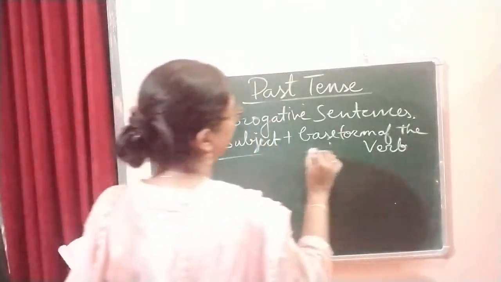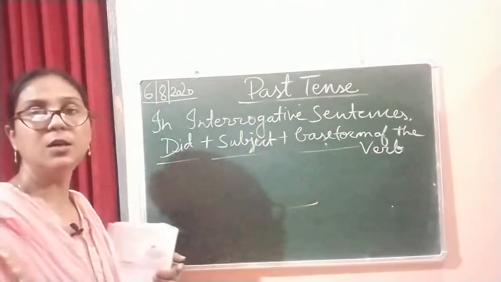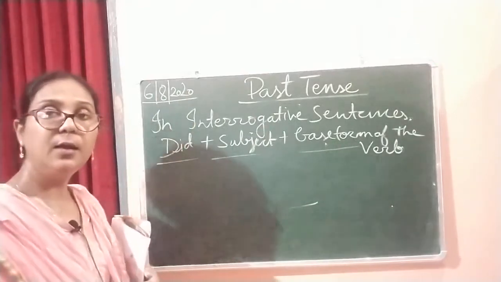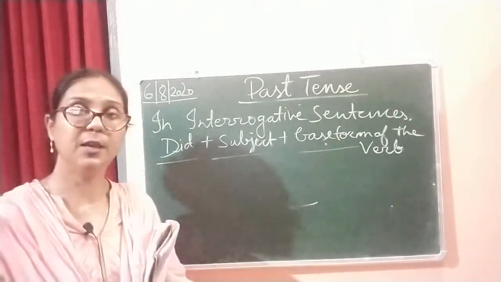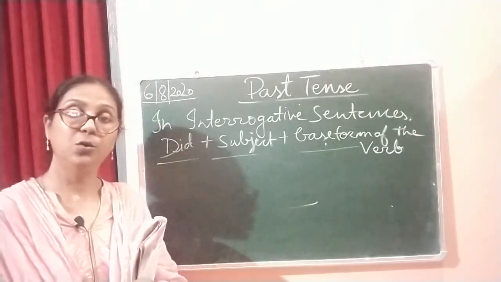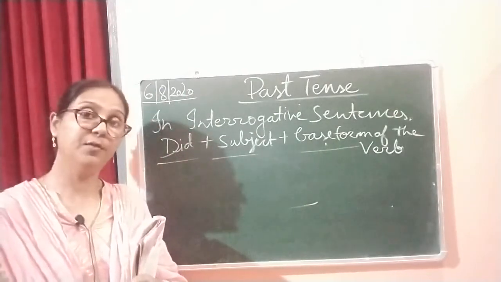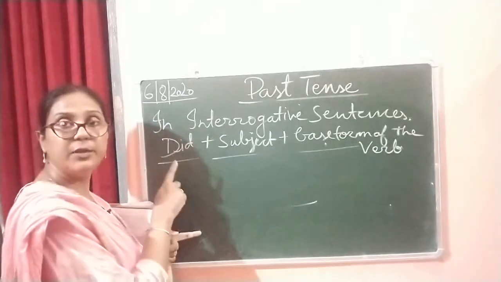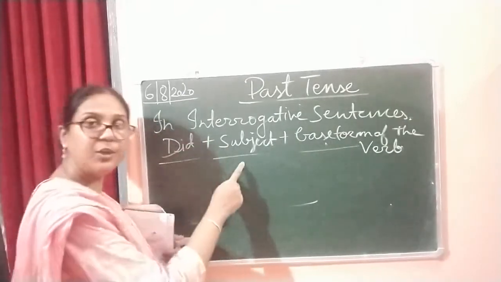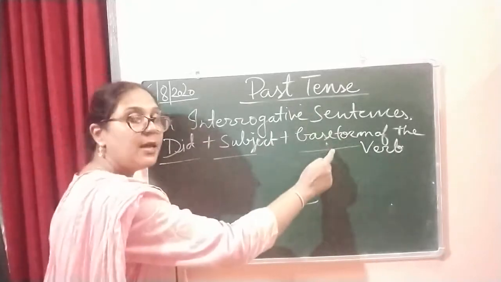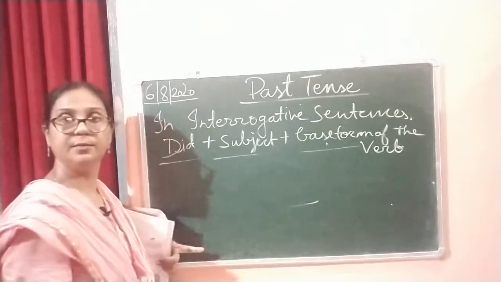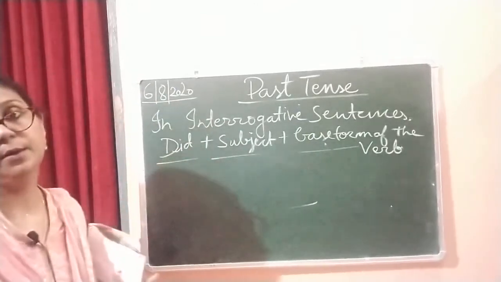This formula we have to learn, because this is very important whenever we are going to make interrogative sentences in past tense. We must always remember that we are going to use did and then subject and then base form of the verb, and the other things come later. So this we have to remember.